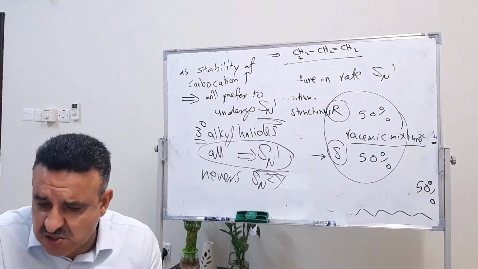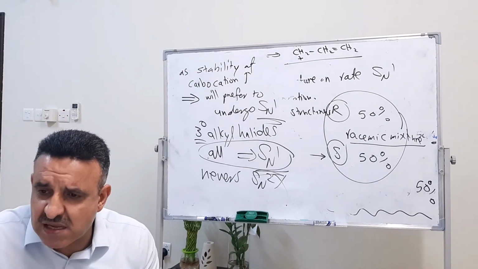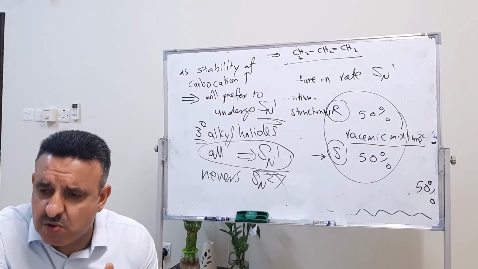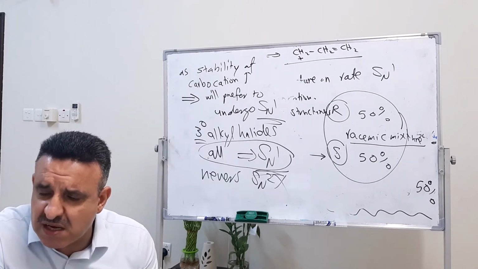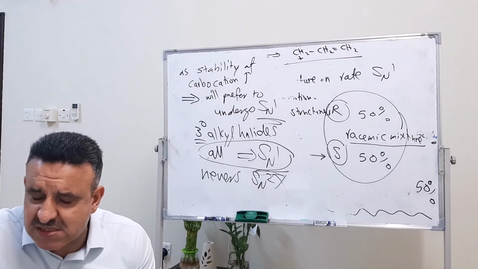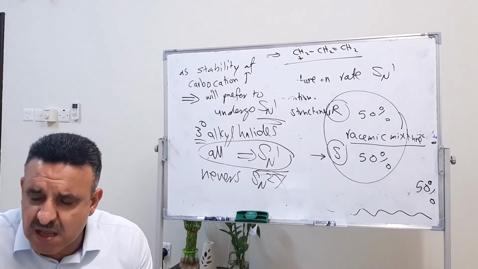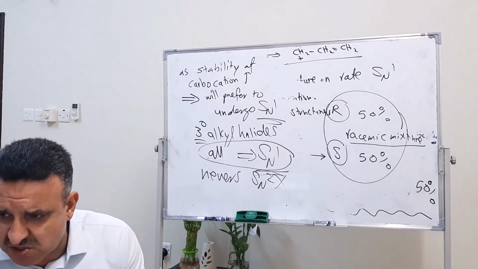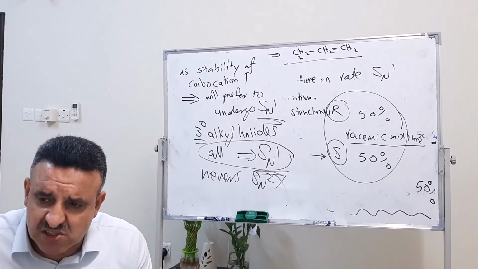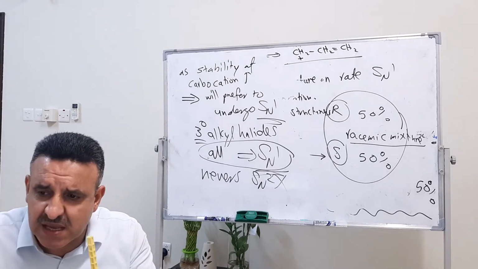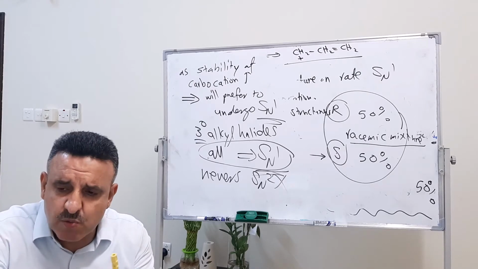And in SN2, we said methyl alkyl halide will always go SN2. Methyl is more reactive than primary, primary more than secondary, and secondary more than tertiary. In this reaction, we are talking about a different mechanism. In the mechanism here, the first step will be the removal.